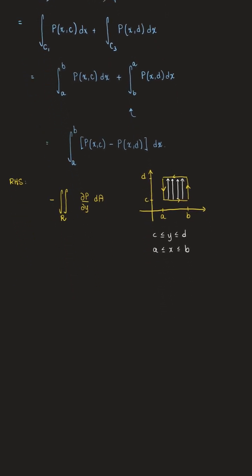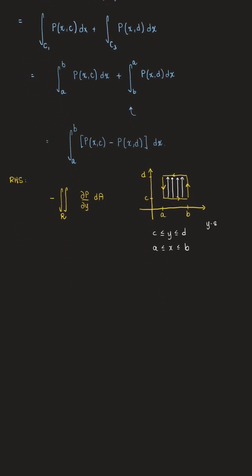And since I'm setting this up as a y simple region, my outer bounds will be the bounds for x from a to b, and my inner bounds will be the bounds for y from c to d. And here we have ∂P/∂y dy dx. That is the order of integration. If we work on the inside integral, we'll keep the negative on the outside. The inside integral is the integral from c to d of ∂P/∂y dy.